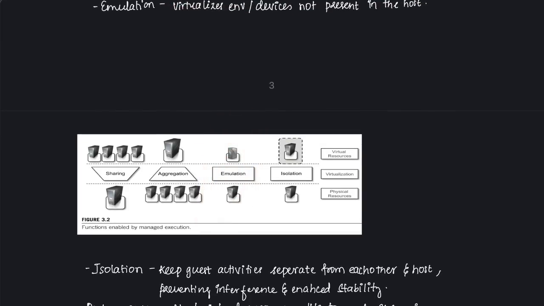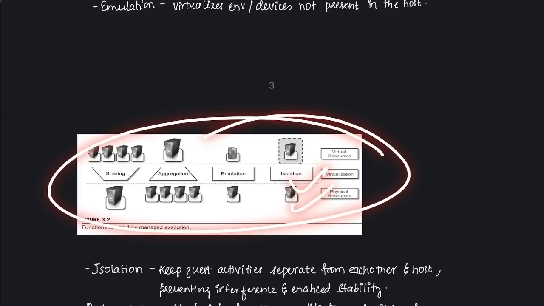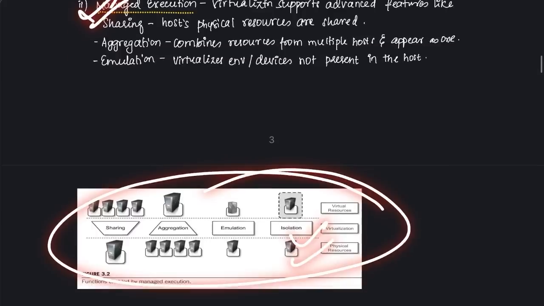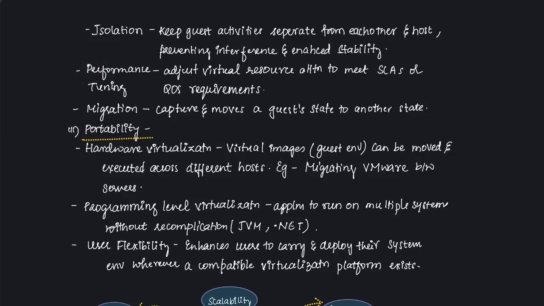Isolation means you are keeping the guest activities separate from each other, thereby preventing any interference and enhancing the stability here. So this figure speaks about the managed execution. So in performance tuning, we'll be adjusting the virtual resource allocation to meet the requirements.